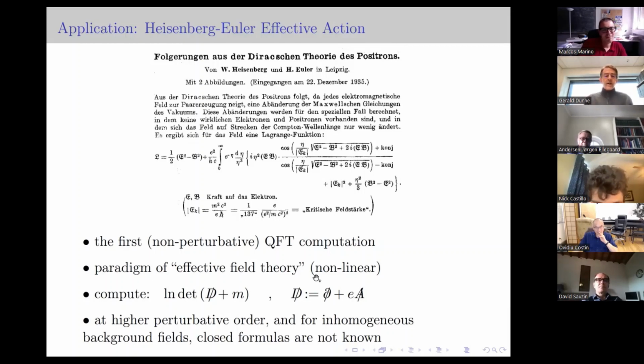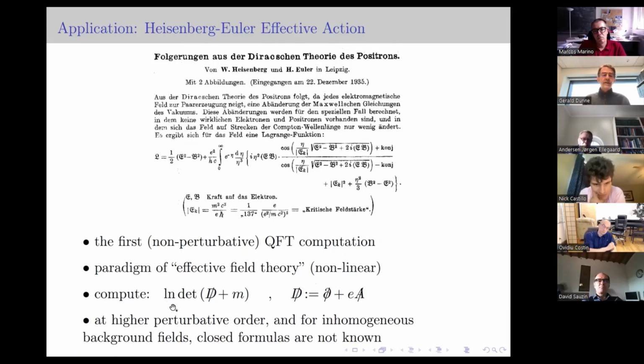But this is the paradigm of what nowadays is called effective field theory, where you integrate out the degrees of freedom above a certain mass scale, here the mass of the electrons, and just keep the low energy degrees of freedom of the light degrees of freedom, which here is the photon. So this is quantum electrodynamics integrated out at the fermion, at the electron mass scale, done in a constant electromagnetic background field. So here E and B are the strength of the electric and magnetic fields.